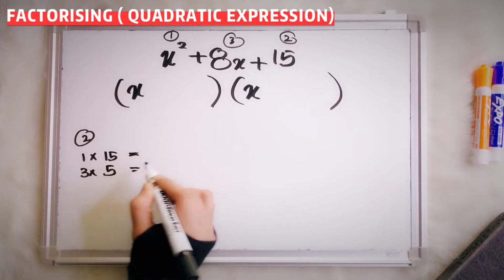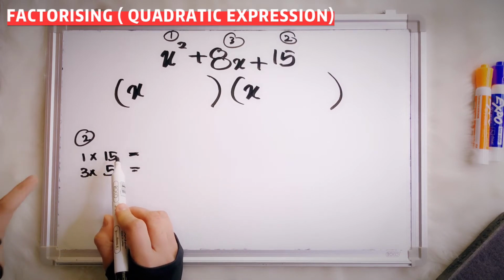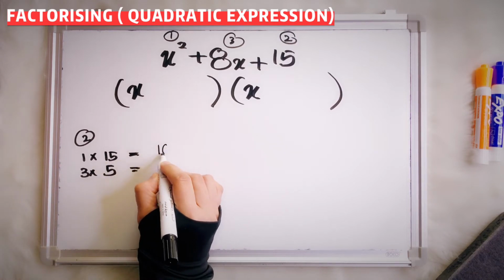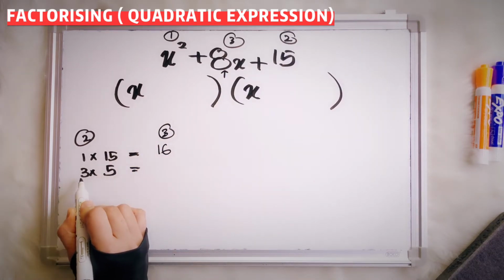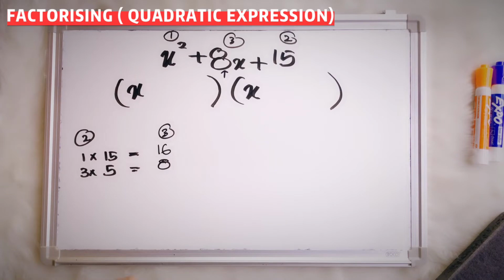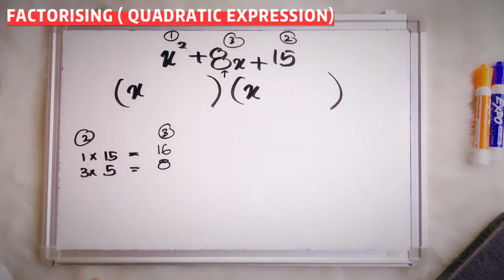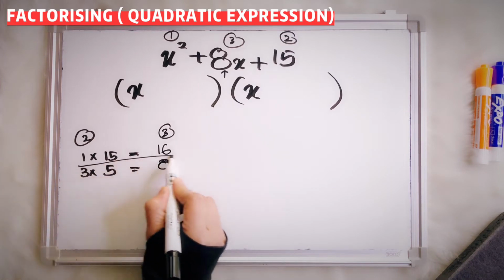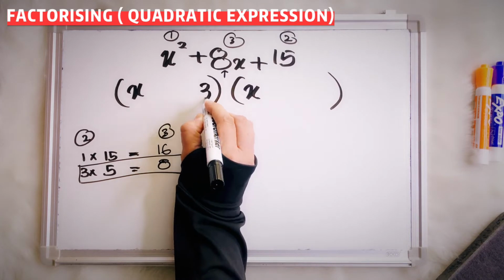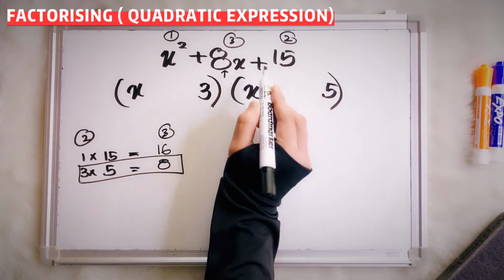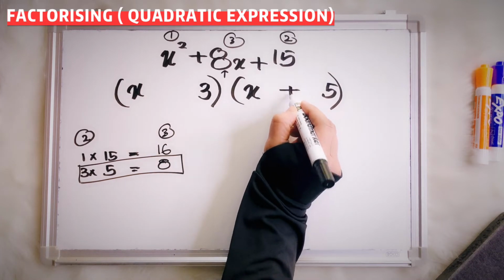So the last step is to check. 15 plus 1, you will have 16. The last one, we have to check for 8: 5 plus 3, you will have 8. Why do we use plus? Because all the signs here are plus. So we take the factors 3 and 5. Since all the signs are positive, we put plus and plus.